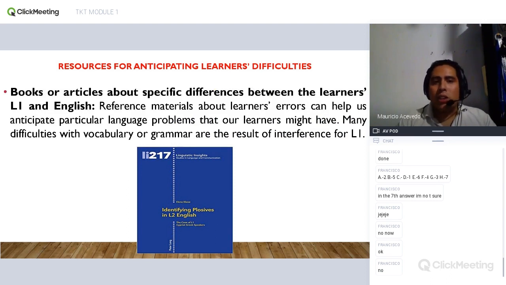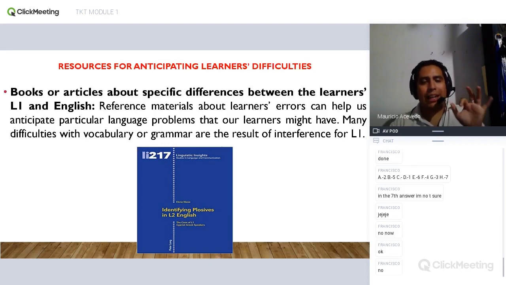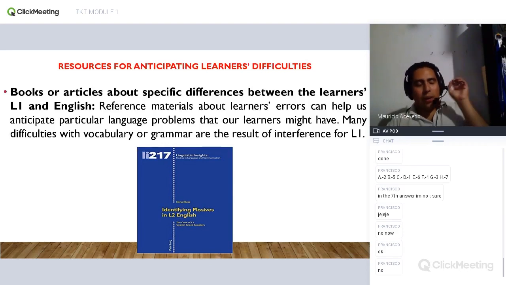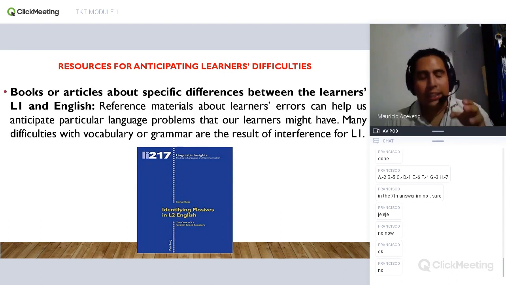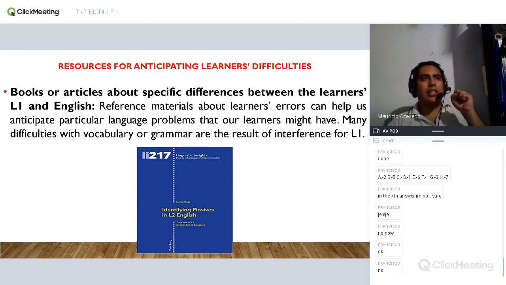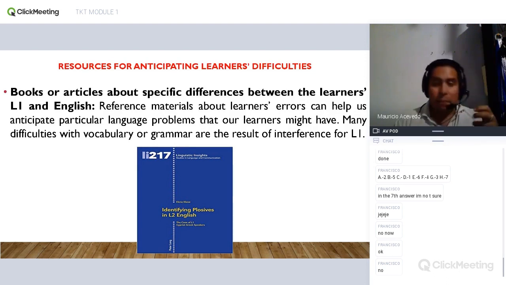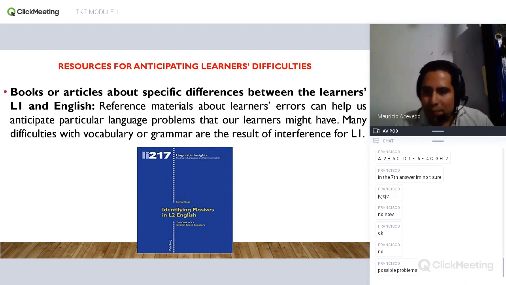The next one, resources for anticipating learners' difficulties. As you know, in lesson planning, we have one aspect that is called, I forgot the name, but it's related to the problems of the students. I had to have like a background to have some anticipated problems. Do you remember the word exactly? I just forgot it. But it's possible problems. Okay, thank you, Francisco.